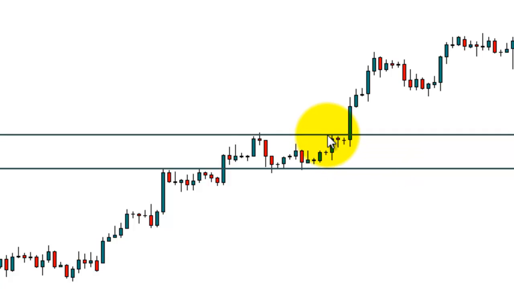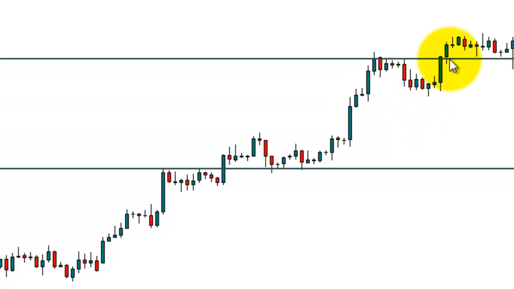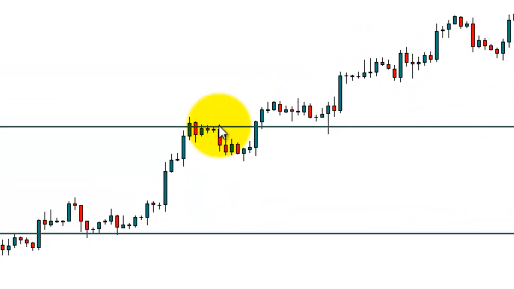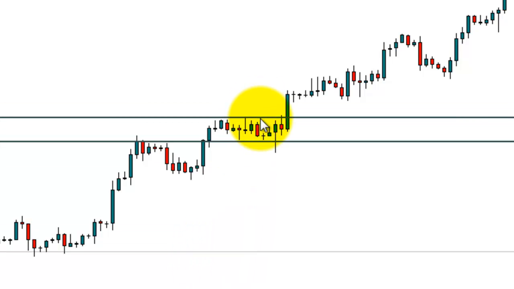If you want to be more conservative, you use the high. So we've got this high here, and you wait for a breakout of that high, and you place your stop below the low here. Again, this particular level, that's not a congestion zone, that's a pullback. This here we would consider a congestion zone.